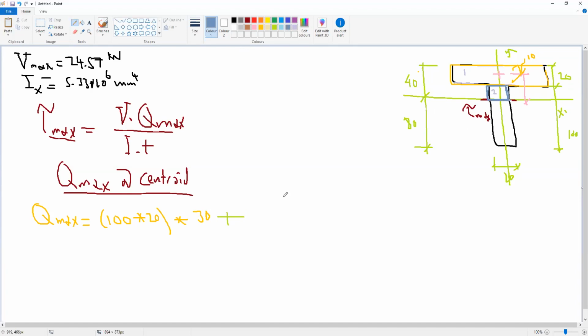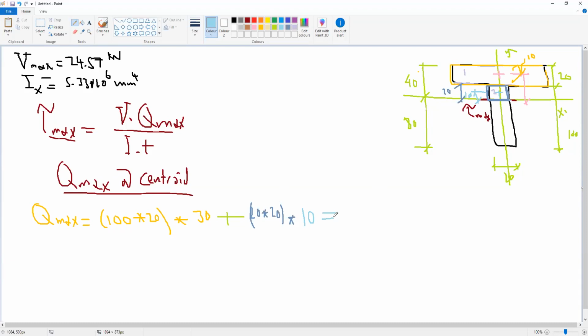Okay, so area 2 will be, if this is 40 and this is 20, the height of area 2 is 20. So area 2 will be 20 multiplied by 20, multiplied by the distance from the centroid. So where is the centroid of area 2? The centroid of area 2 is here at the middle. So if this is 20, this will be 10. So area 2, 20 by 20 multiplied by y, which is 10.